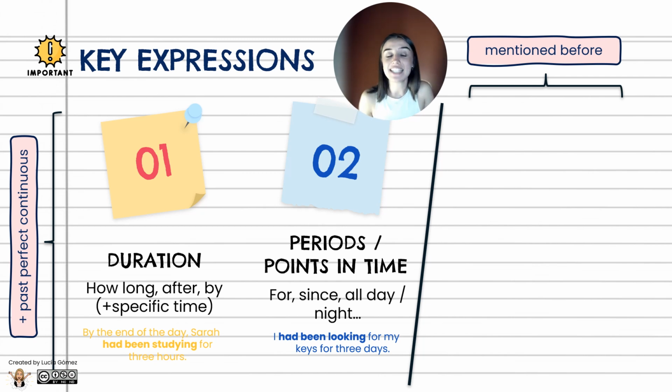Something similar happens with periods or points in time. As it makes sense, if you have something like for and an emphasis on duration, or since, or all day, all night, the whole day, once again, we are going to be using the past perfect continuous. And in the other gap, there must be a past simple so that we can somehow locate our action in the past. If I say something like I had been looking for my keys for 3 days, there's an emphasis on duration. Había estado buscando mis llaves durante 3 días.